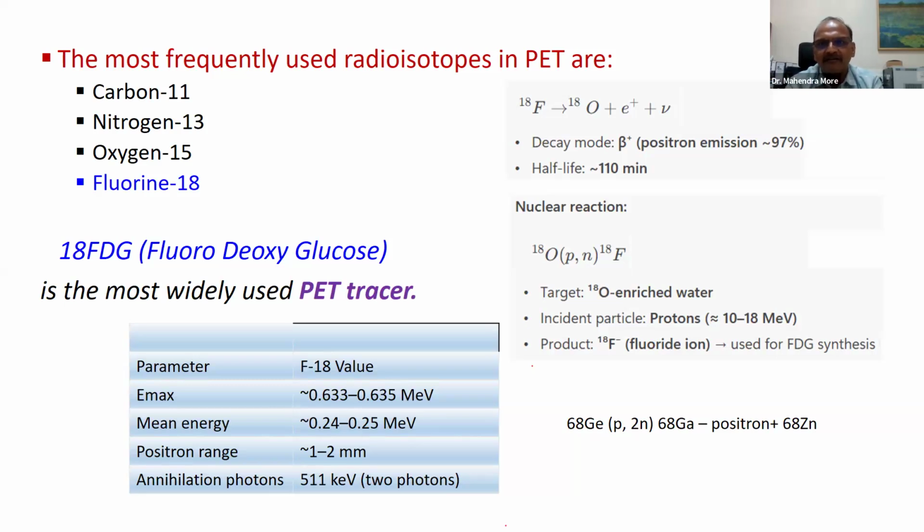Okay, another isotope which is used in PET is 68Ge, germanium. We have a germanium generator, which we call a gallium generator. So that 68 gallium is also being used for the PET studies.